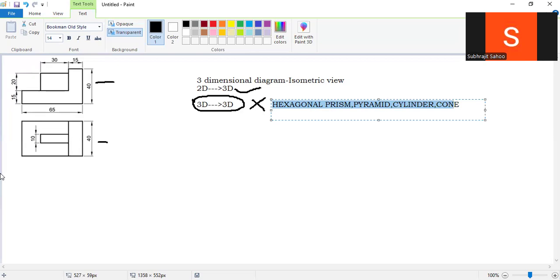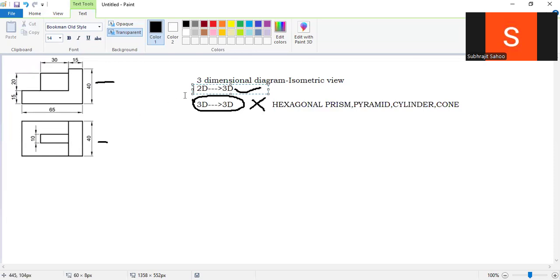You need to follow that measurement, use that measurement, and prepare a diagram. This type of question is also there, but this one is very important: 2D to 3D. Don't think it is very simple, right? To draw this diagram, special imagination power is required. Special imagination power you will need to complete this diagram, right?